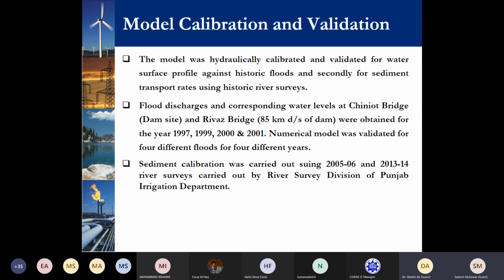Model calibration and validation. The model was hydraulically calibrated and validated for water surface profiles against historic floods, and secondly for sediment transport rates using historical river surveys. Flood discharges and corresponding water levels at Chenab Dam site and 85 kilometers downstream of dam at Rivaz Bridge were obtained for the year 1997 to 2001. And the numerical model was validated for 4 different floods for 4 different years. Then after hydraulic calibration, sediment calibration was carried out using 2005, 2006 and 2013-14 river surveys carried out by River Survey Division of Punjab Irrigation Department.